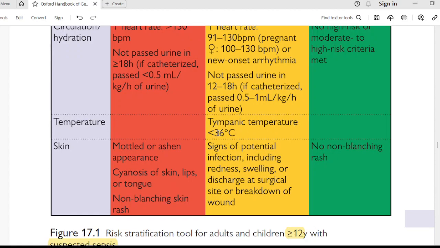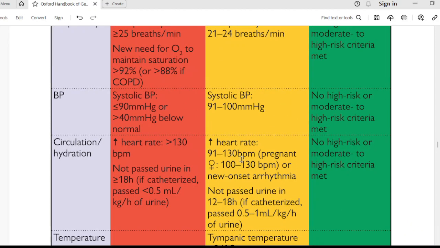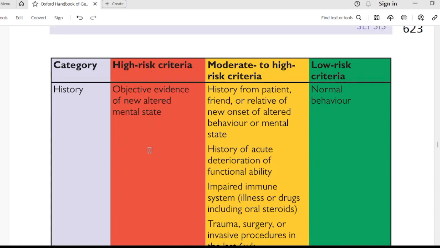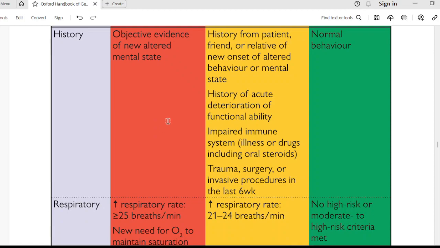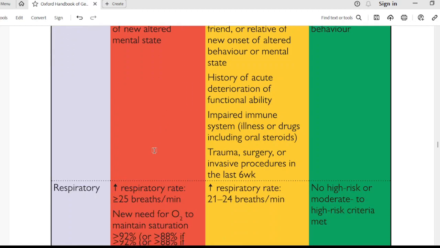Tympanic temperature less than 36. Signs of potential infection. So this is hypothermia. Signs of potential infection including redness, swelling or discharge at surgical site or wound breakdown. That is skin conditions. So these are all moderate to high risk criteria. And high risk criteria: objective evidence of altered mental state. So in moderate risk, it is history from the patient. But high risk is when you are assessing the patient and you find objective evidence of new altered mental state.